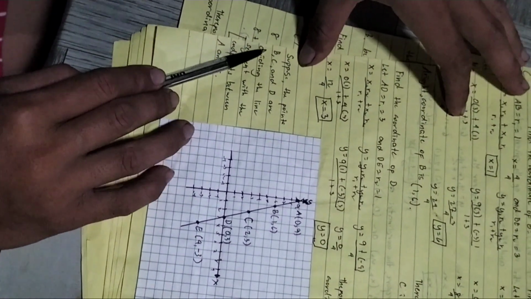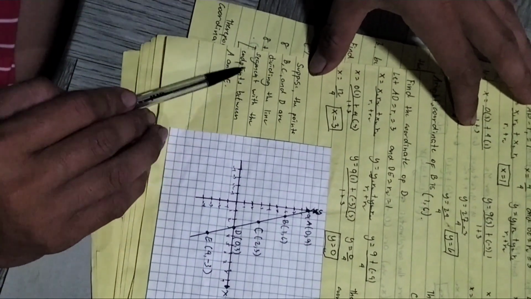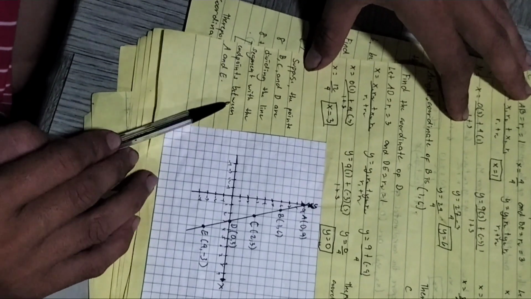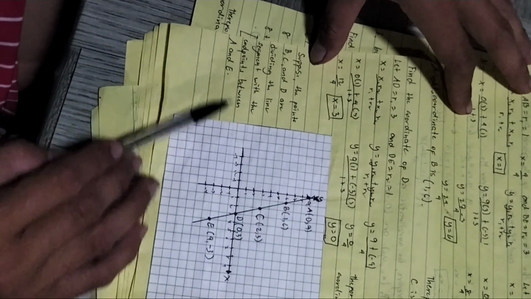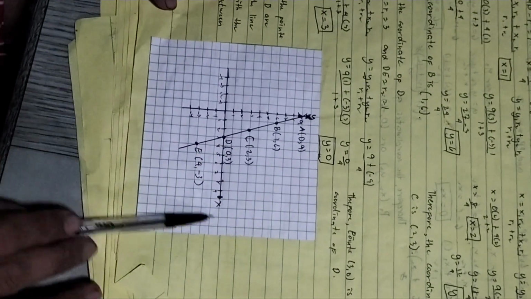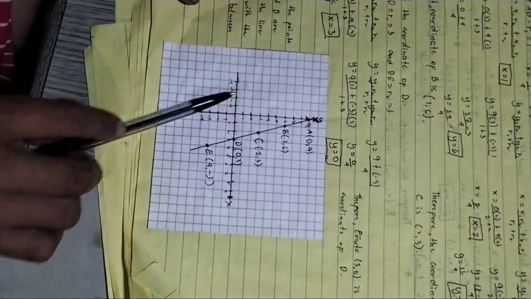Suppose the points B, C, and D are dividing the line segment with the endpoints A and E. So this is the graph of question number 10.